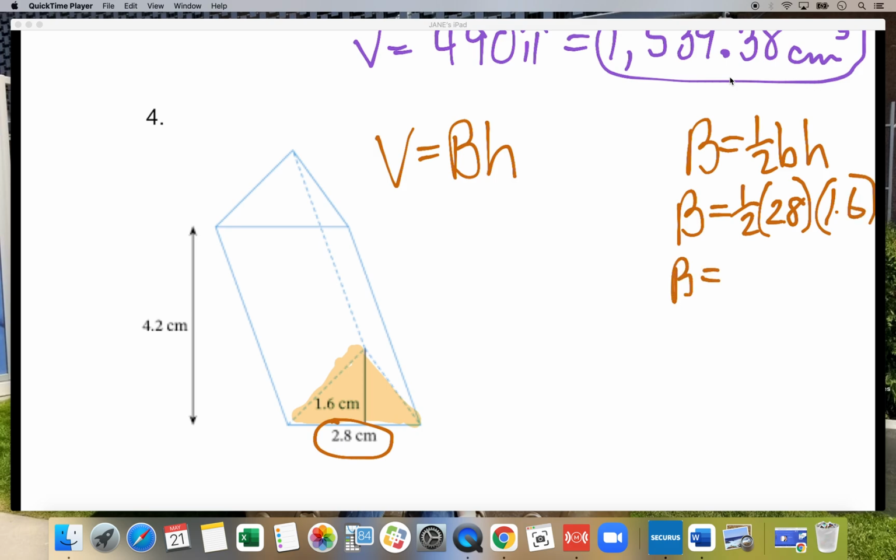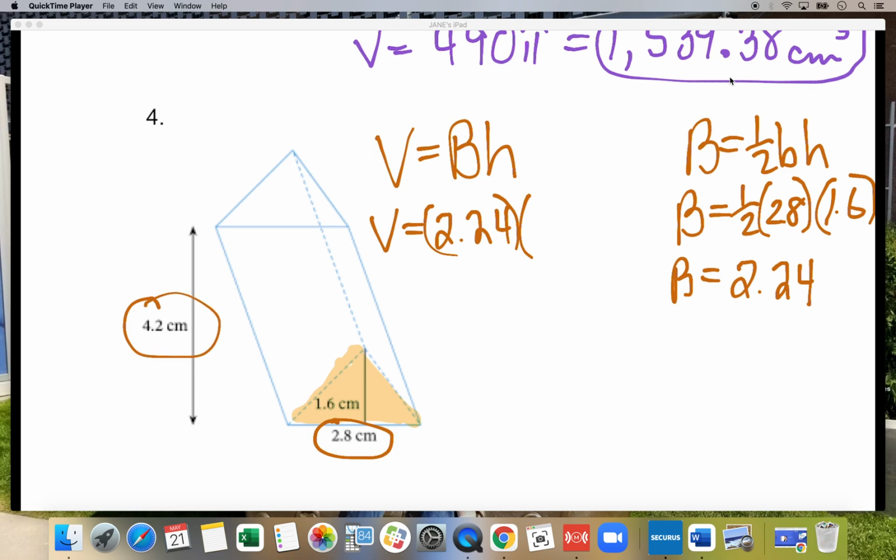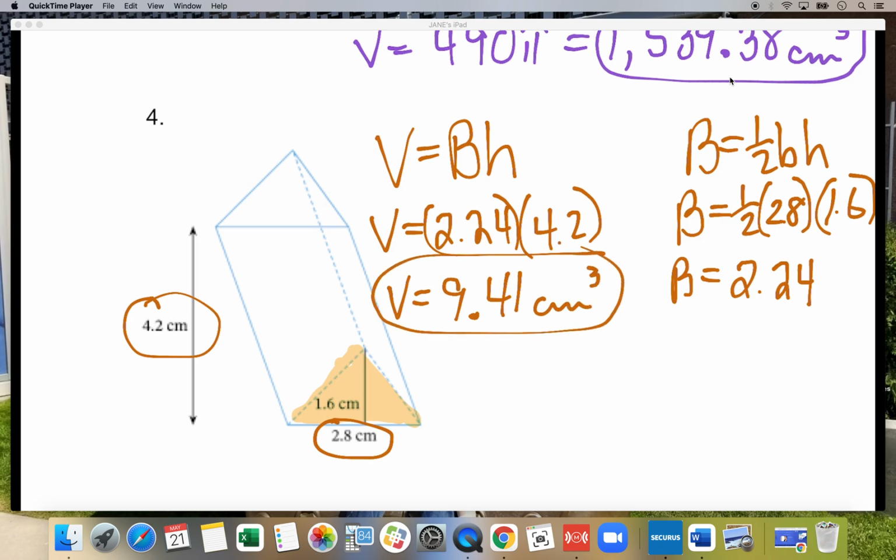So I'm going to run it through my calculator. I get 2.24. I'm going to come over to my volume formula, 2.24. I'm going to multiply that by the height of my figure, which is 4.2. So the volume of this figure is 9.41 centimeters cubed.